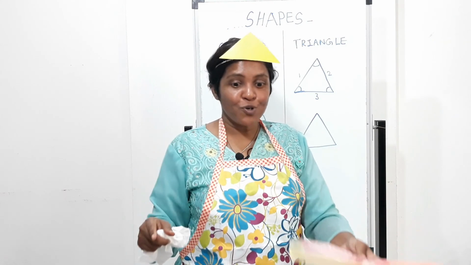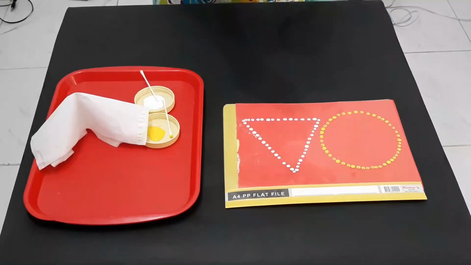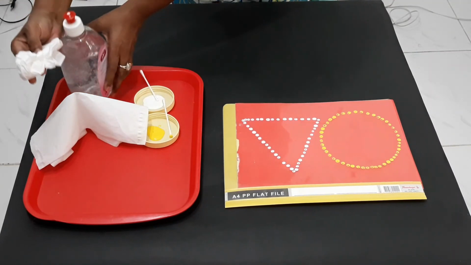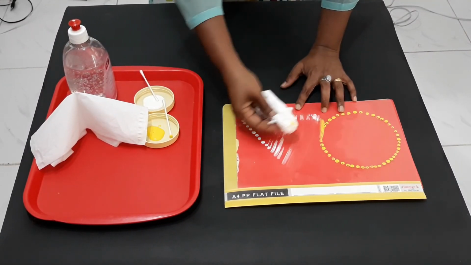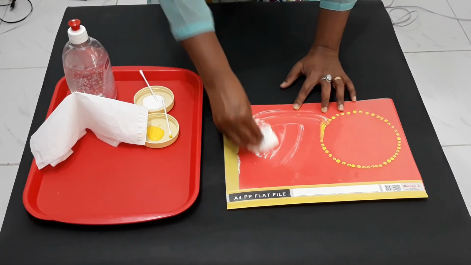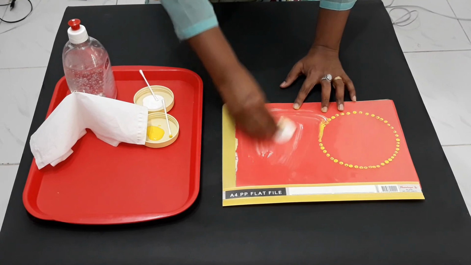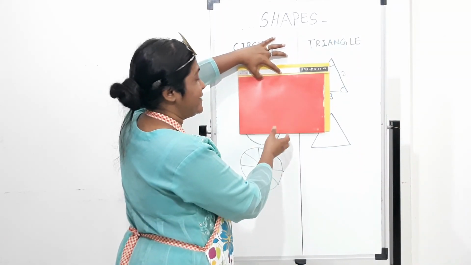And now I will show you how to wipe this one. Some sanitizer to the tissue and I'll wipe it. Okay. Yes. Now it's very clear. Now see the file, it's very clear.